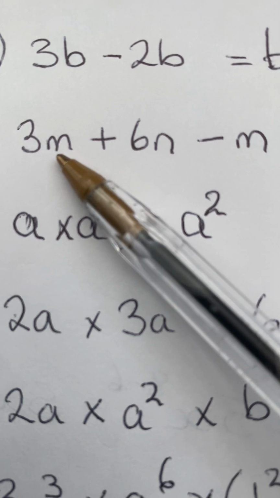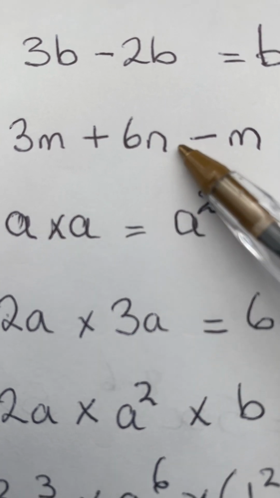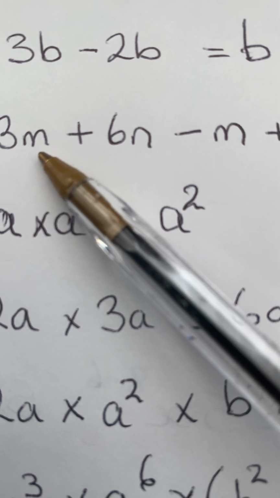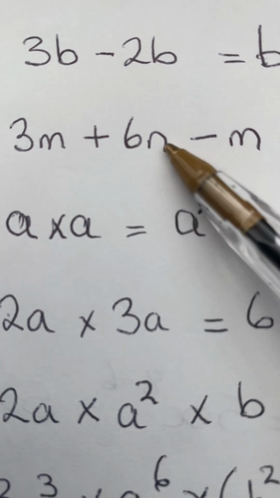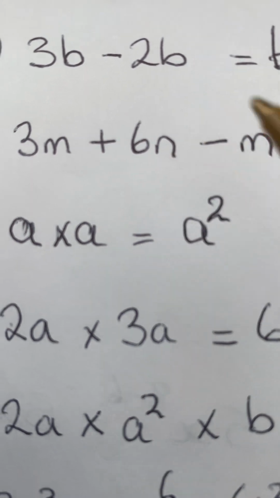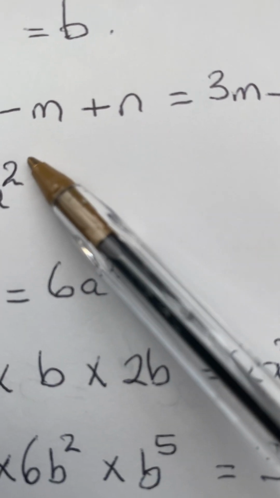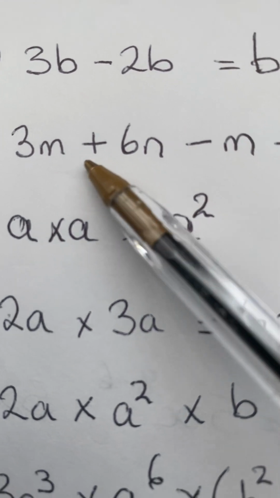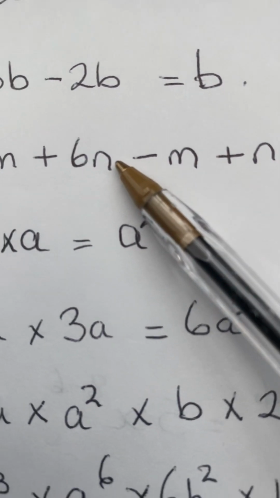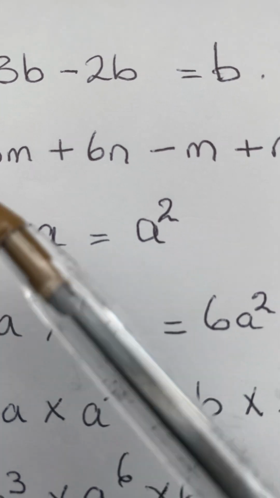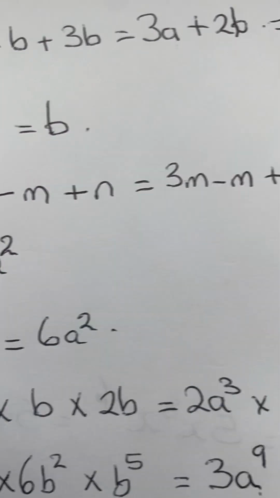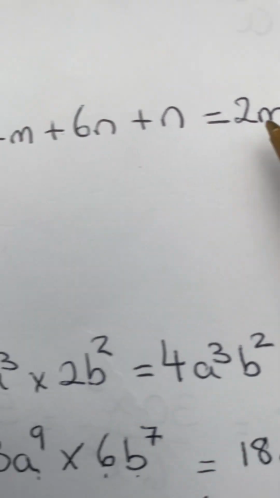Okay, here we are on E now. So 6m add 3m add 6n minus m add n. So the variables are m and n. So we are going to put them together. 3m minus m will give us 2m.